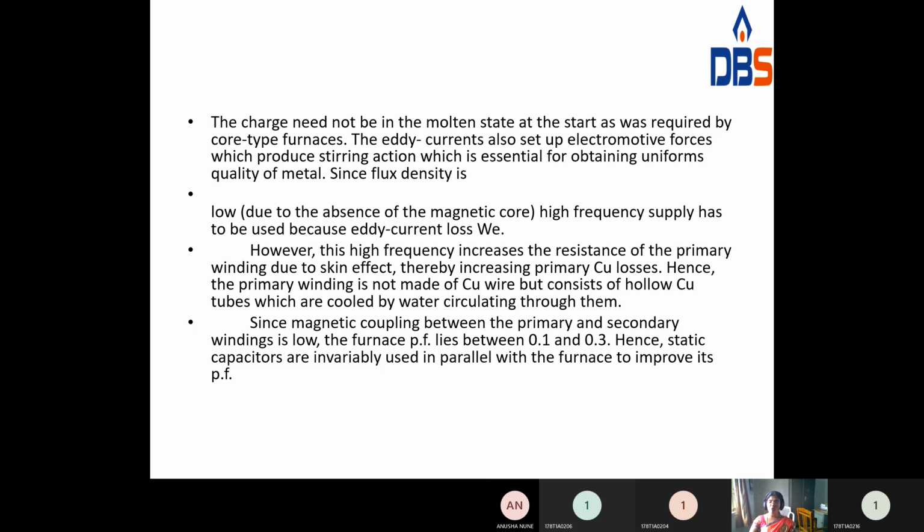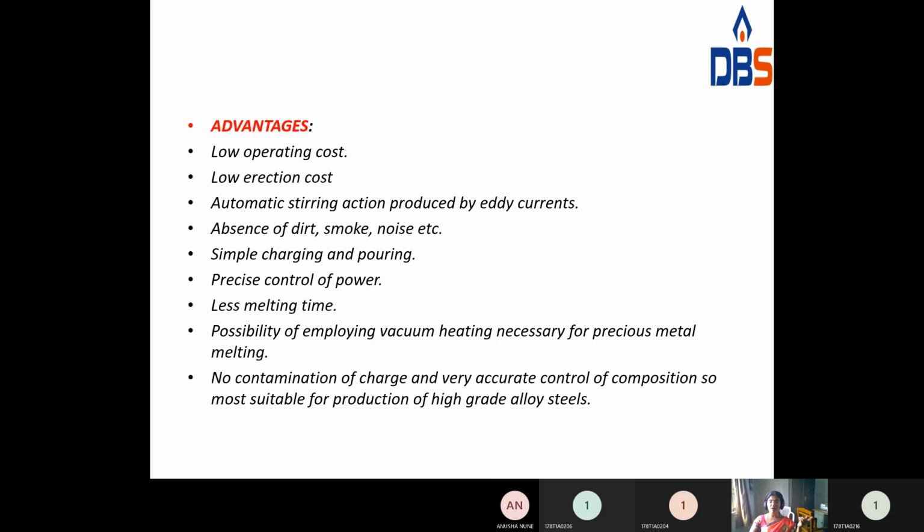So that's why you have to use capacitors. Capacitors are connected in parallel to this furnace to improve the power factor of the coreless type induction furnace. So this is about the coreless type induction furnace.